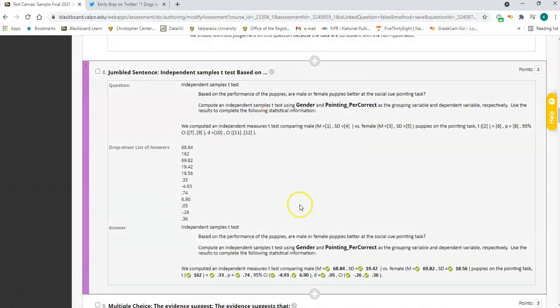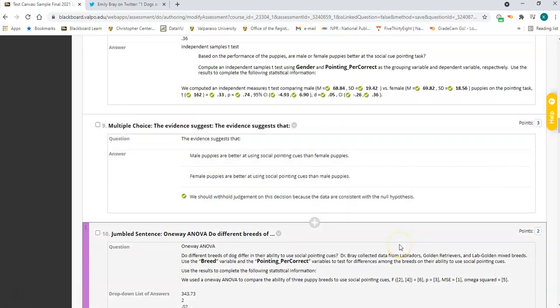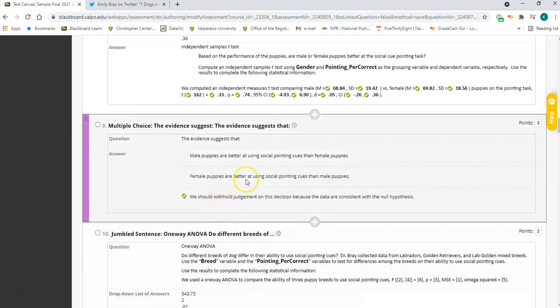All right, let's go and look at what we got. So you would enter your numbers that you need there. The evidence suggests what? Well, the data was consistent with the null hypothesis, so you definitely cannot support either of these two, because that's saying that one was better than the other. And you really don't want to say that because, again, the data was consistent with the null. Generally, when scientists talk about this being better, they mean a statistically significant difference, or one that's not due to chance. So we should withhold judgment on this because the data were consistent with the null hypothesis.